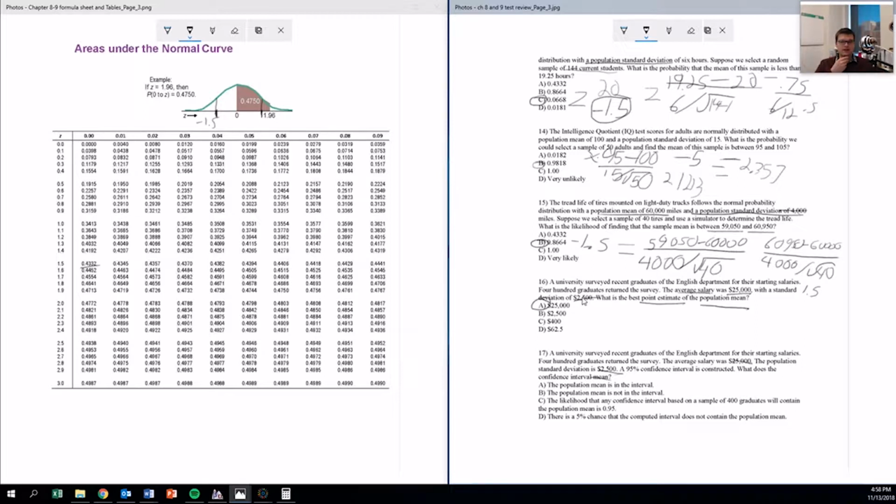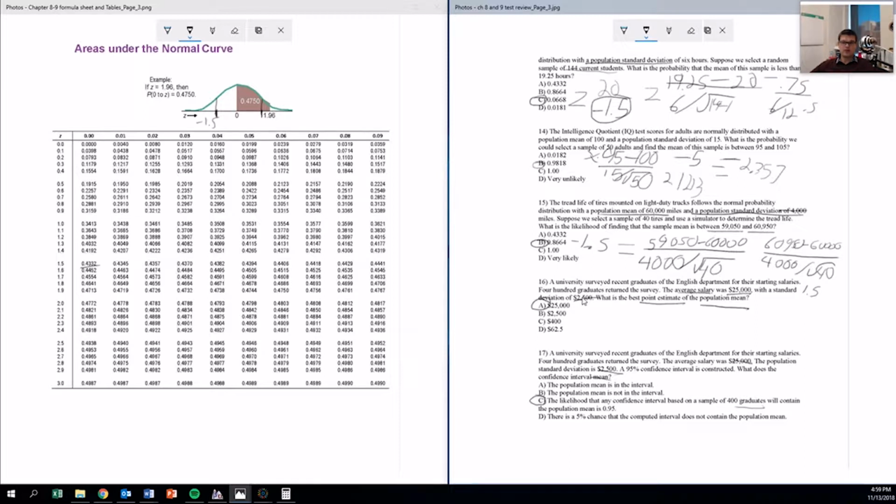So when we have a confidence interval, we're saying that the likelihood that any confidence interval, because you can make as many confidence intervals as you want on samples of 400 graduates, will contain the population mean is 0.95, or a 95% probability that if you make a confidence interval based on 400 graduates, that confidence interval will contain the population mean. Okay, D sounds right, and sometimes we treat it like that, but D is not actually correct.